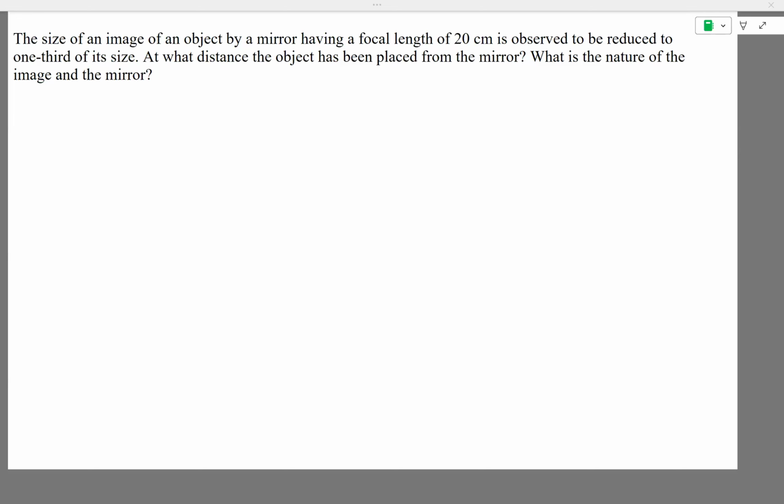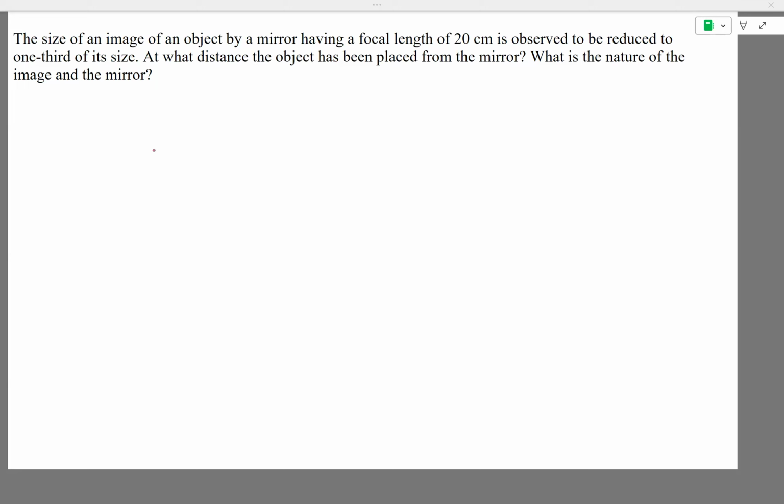Let's discuss this particular question. It says the size of an image of an object by a mirror having a focal length of 20 centimeter is observed to be reduced to 1/3 of its size. At what distance has the object been placed from the mirror? So we have to basically find the object distance. What is the nature of the image and the mirror?